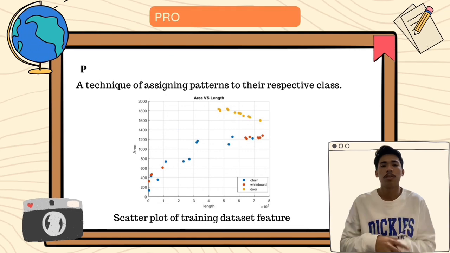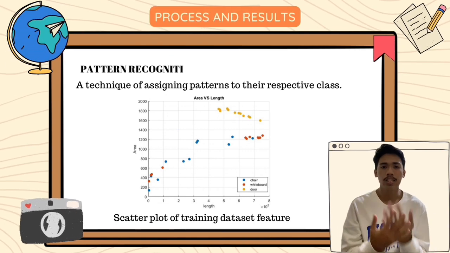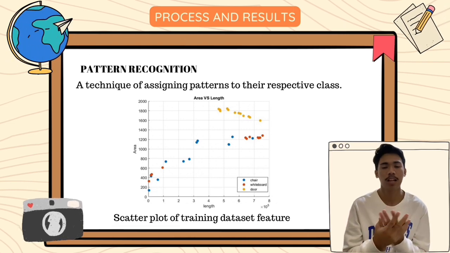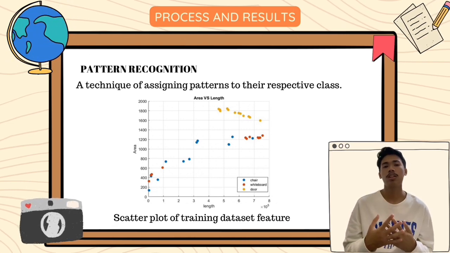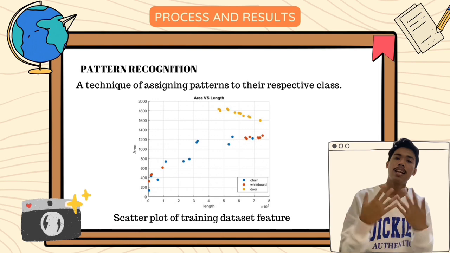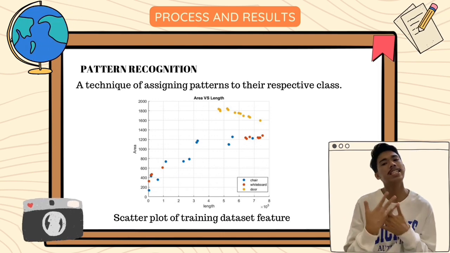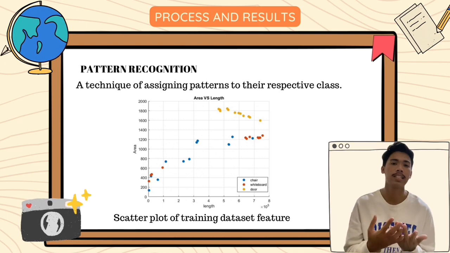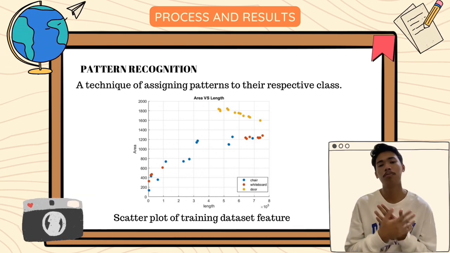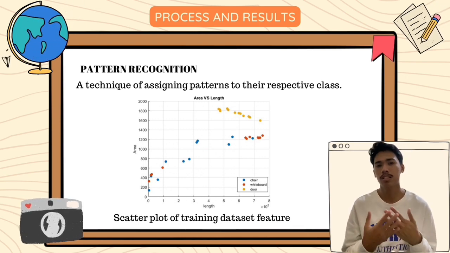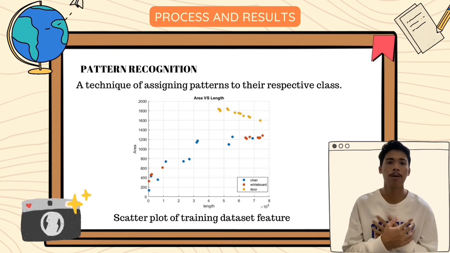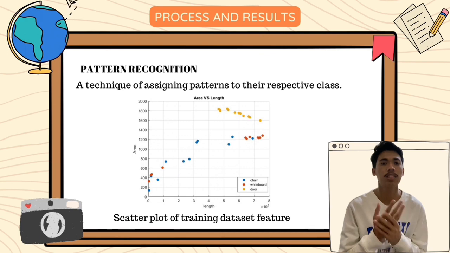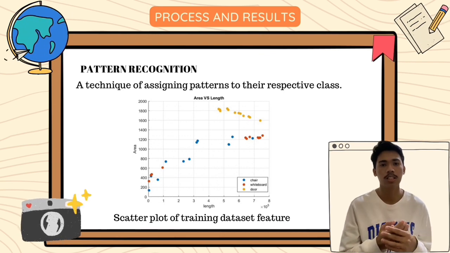As we can see here, this is some of the data that we gained from global features extracted from the training folder. Pattern recognition is a technique of assigning patterns to their respective classes. Based on our feature extraction, we select the most advantageous features. So we chose area and length features to make the best visible difference between object data. As we can see here, this is the scatter plot of the training dataset features.